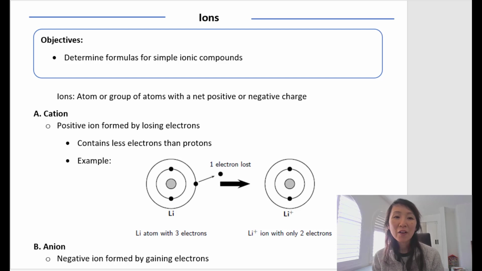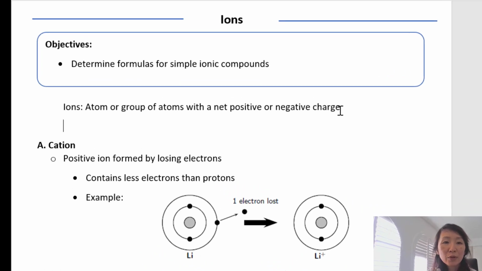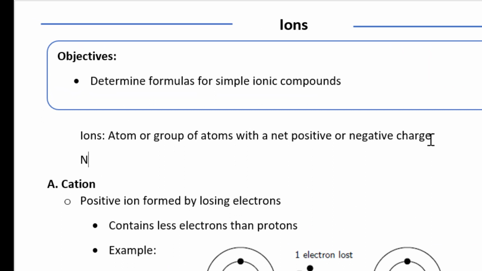In this video, we'll cover ions. Ions are an atom or group of atoms with a net positive or negative charge. For example, something with Na, like sodium, and then it has a positive charge like this, plus.